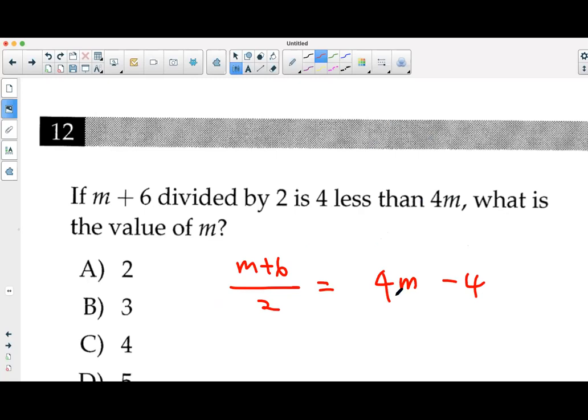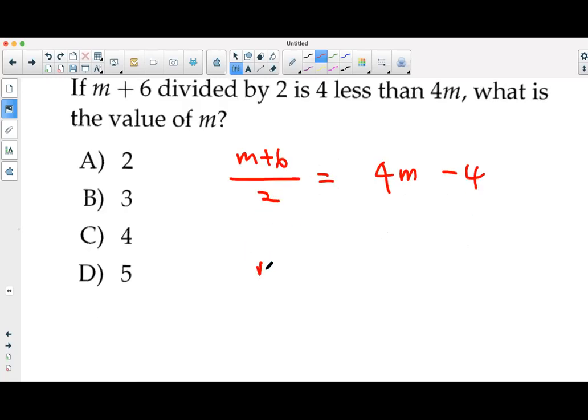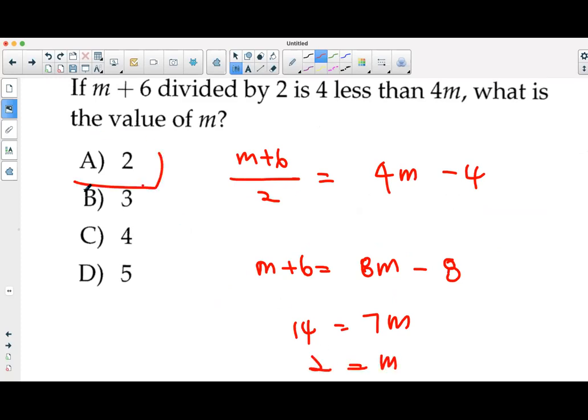So what we're going to be doing is multiply everything by 2. What I'm getting is m plus 6 is equal to, what do we get, guys? 8m minus 8, because I'm multiplying by 2. And then when I isolate them, I get 7m by subtracting m's together. By adding 8's together, I get 14. And m is equal to 2. Therefore, 2 becomes our answer. And my guess is our issue wasn't these calculations, but setting up. Don't forget, less than means this number has to go at the end. All right? So that was number 12. Let's move on to number 14.